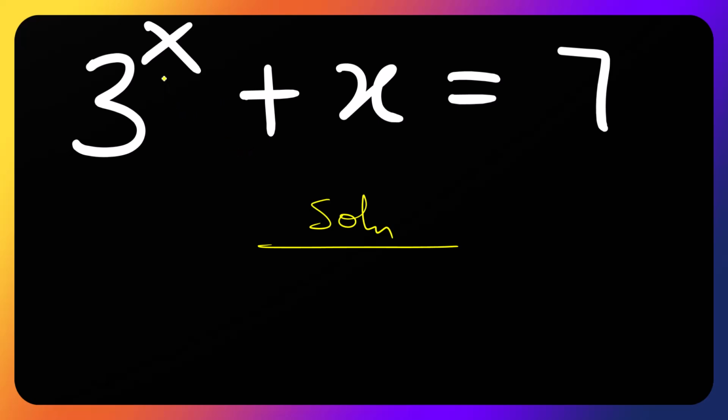Now, if I plug in 2, that will be 9 plus 2, that will be 11, but this side is 7. It means x should be less than 2. It should be 1 point something. Now if x is 1, it will be 3 plus 1, that is 4, so it will be 1 point something.